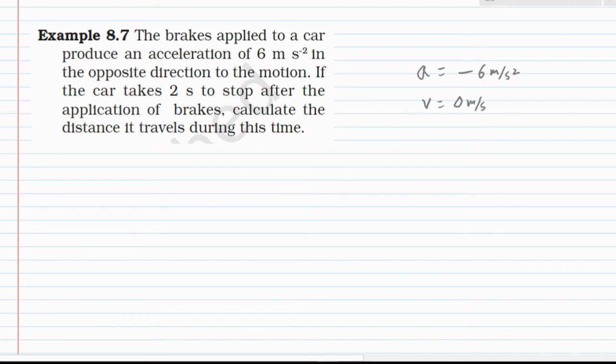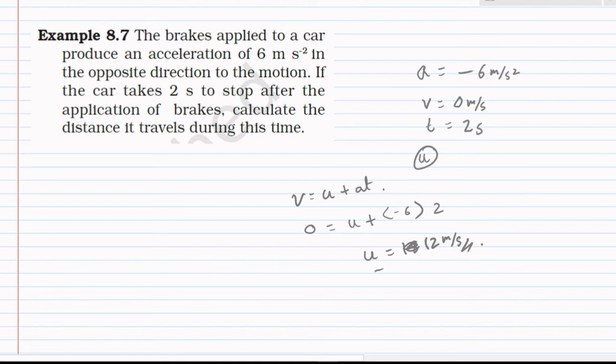And one more thing we have is the time taken. t equals 2 seconds. And they're asking us the distance it is traveling. Well, let us see which formula we can use. In this case, we can't use a single formula. First, we have to find u. And to find u, we can use v equals u plus at. So just put in the values. 0 equals u plus, as acceleration is negative, minus 6 into t. t is 2 seconds. You get u equals 12 meters per second.